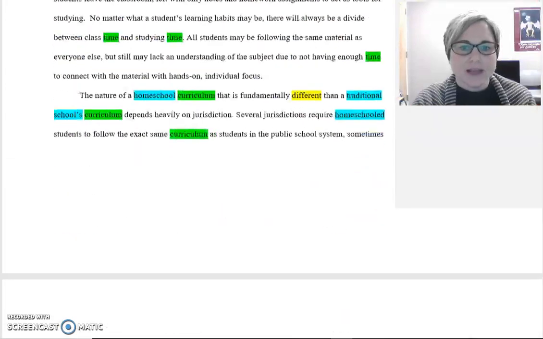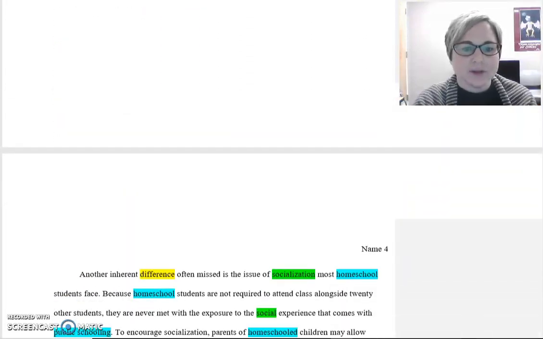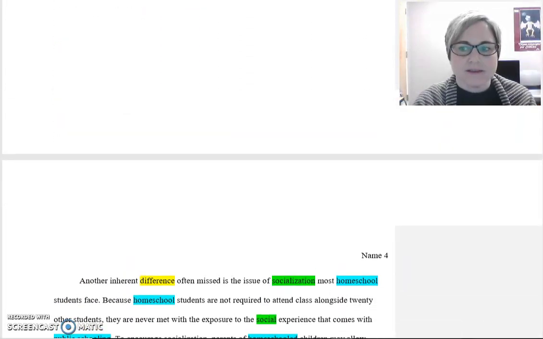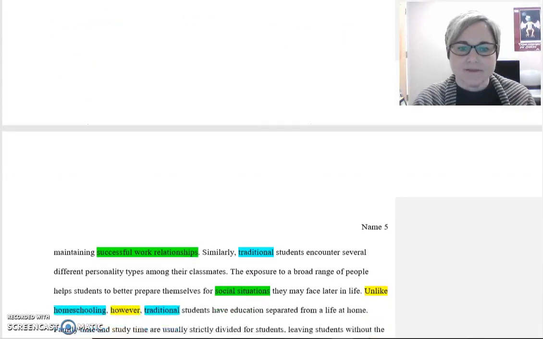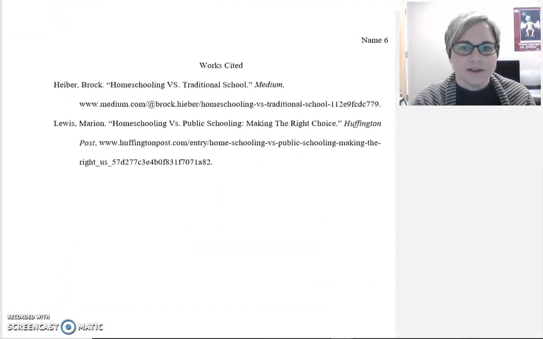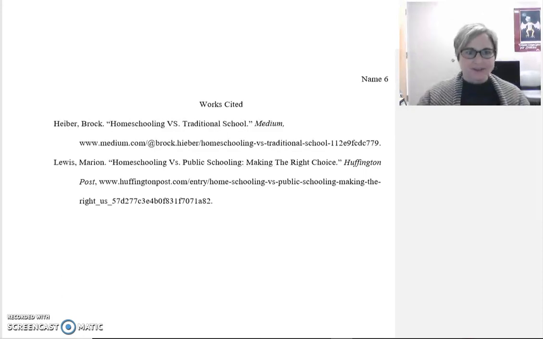And also don't forget, this is what your works cited page should look like. At the end of your document, on its own page, list it in alphabetical order by author's last name.